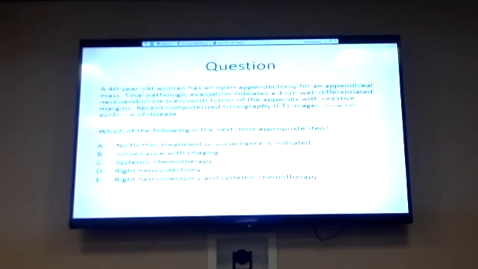All right. Next question. A 40-year-old woman has an open appendectomy for appendiceal mass. Final pathological evaluation indicates a 3 centimeter well differentiated neuroendocrine carcinoid tumor of the appendix with negative margins. Recent CT shows no evidence of disease. Which of the following is the next most appropriate step? A, no further treatment or surveillance is indicated. B, surveillance with imaging, C, systemic chemotherapy, D, right hemicolectomy, or E, right hemicolectomy and systemic chemotherapy.